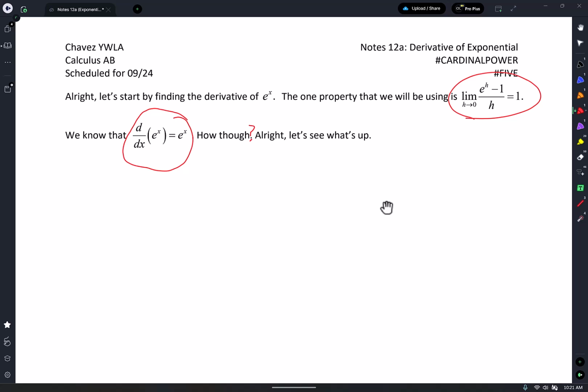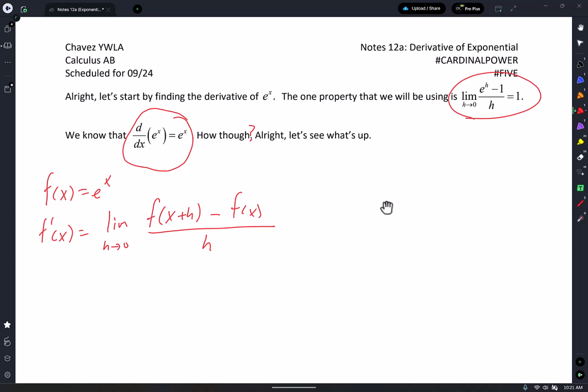So let's prove that. We're using the definition of derivative. Let me write f of x equals e to the x, and f prime of x equals the limit as h approaches 0. All I'm doing is using the definition of derivative, right? f of x plus h minus f of x all over h. Are we still okay? Okay, so that's my definition of derivative.